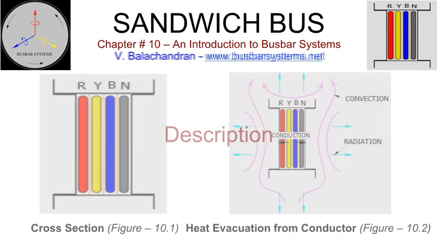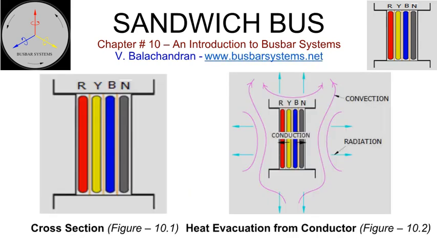Description. Cross-section and heat evacuation from conductor. The typical cross-section of a three-phase and neutral busway is shown above. In the case of a busway, since all the conductors are pressed inside an enclosure without any air gap, the heat generated by the conductors is transferred to the enclosure by conduction. The enclosure, in turn, dissipates the heat into the ambient atmosphere by convection and radiation.